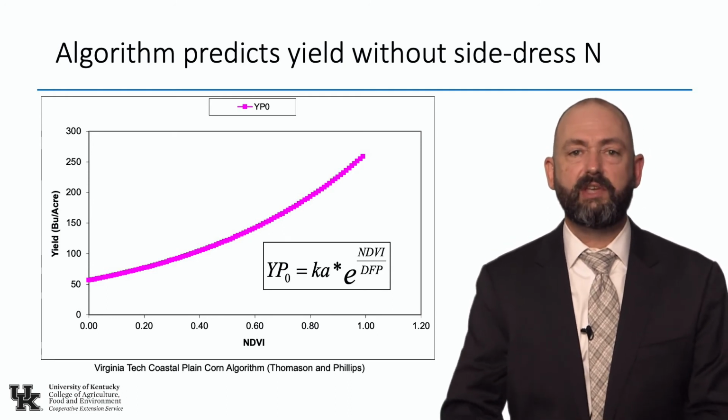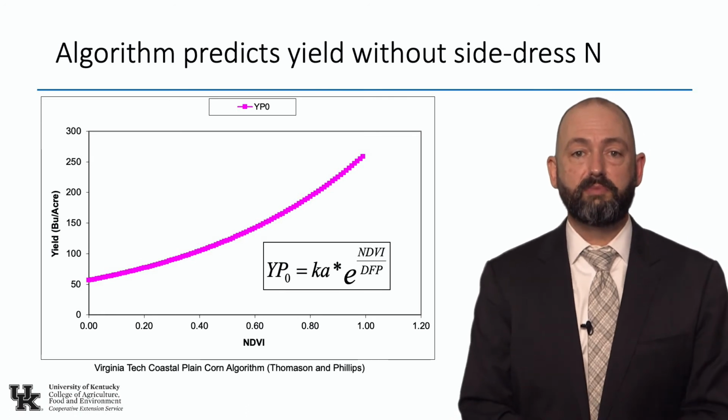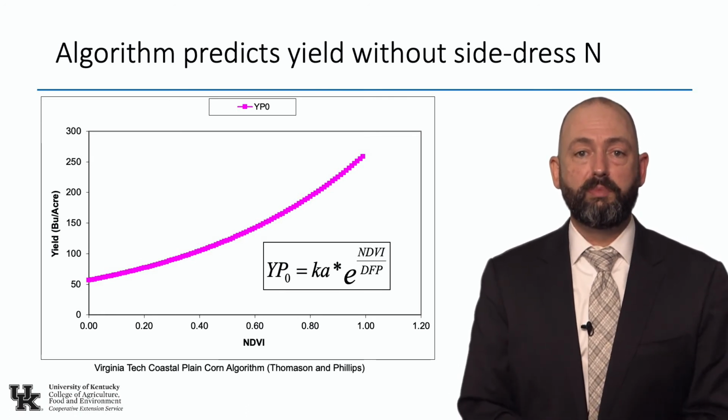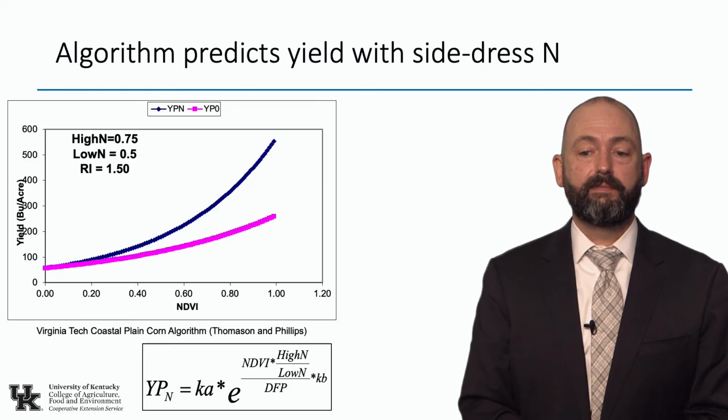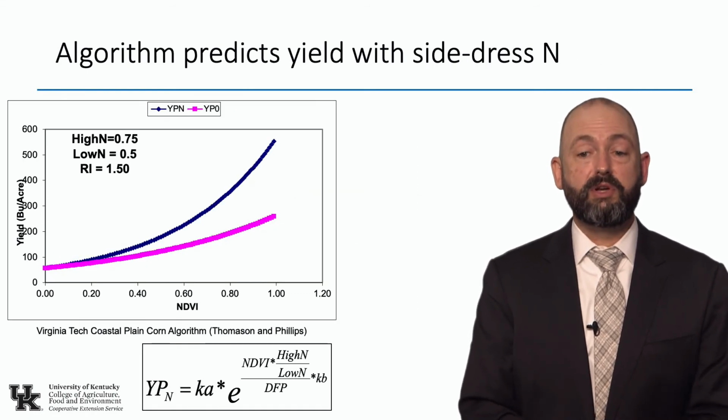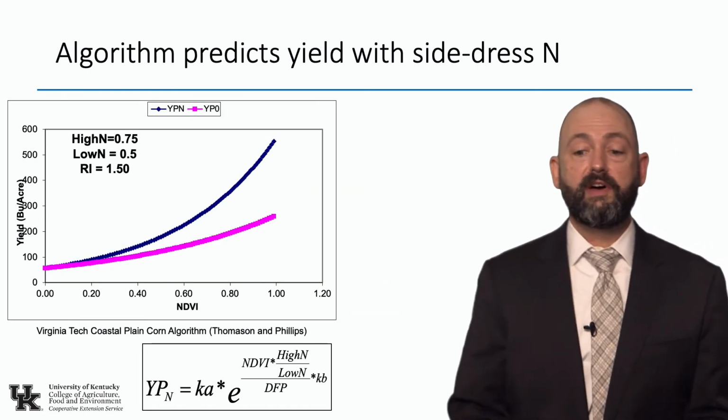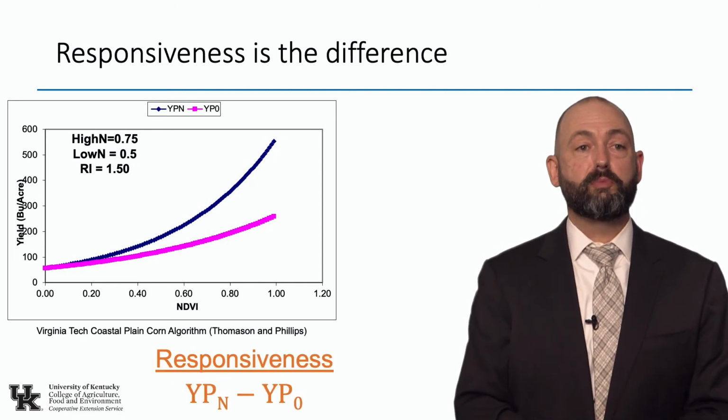So we're going in at V6 to V8 and sensing these plants and saying, what would the yield be if I don't apply any side dress? And then it predicts, based on this equation, the yield if I do fertilize. And here's where that response index comes in.